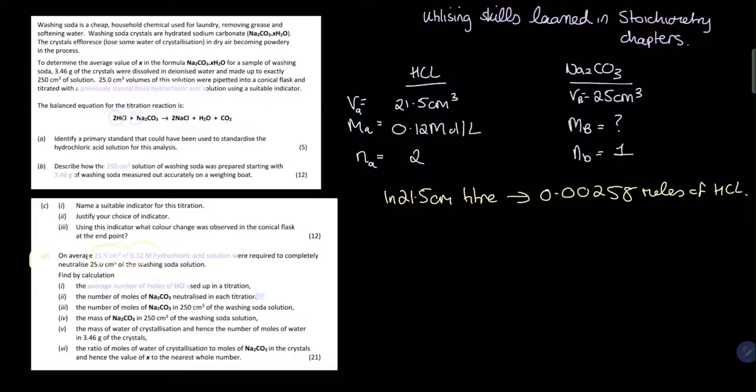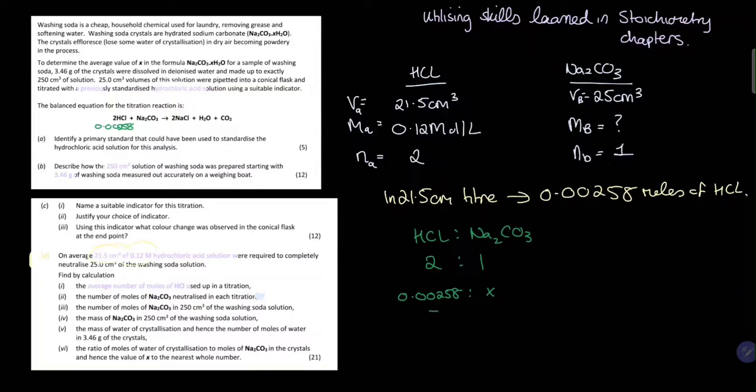So I know up here that in the HCl, I have 0.00258 moles of that HCl. Now the HCl reacts with the sodium carbonate in a 2:1 ratio. So if 2 moles of it react with 1 mole of sodium carbonate, I have 0.00258 moles reacting with a certain amount of moles of the sodium carbonate. So it takes twice as much HCl in terms of moles as the sodium carbonate.